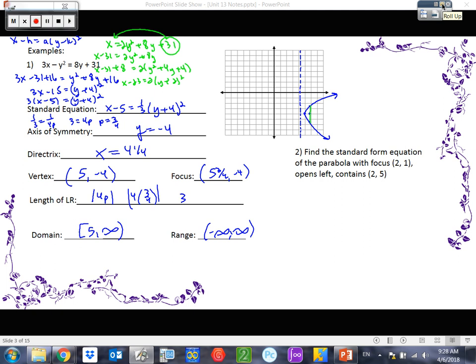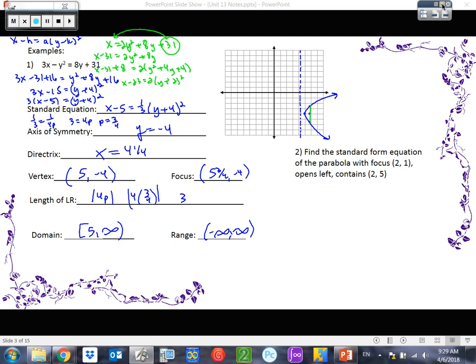Let's read it. So we're going to find the standard form of the equation of the parabola. They give us the focus. They tell us it opens left, and they tell us a random point on the parabola. Great. How are we going to do anything with that? We don't know anything about the vertex. We don't know anything about the distance P. This is quite an unusual kind of problem.